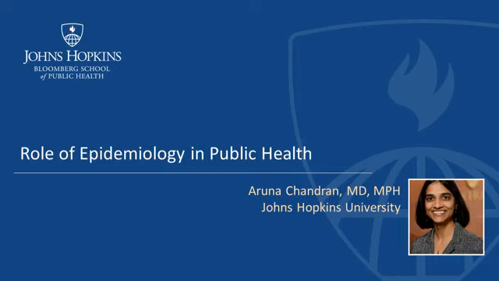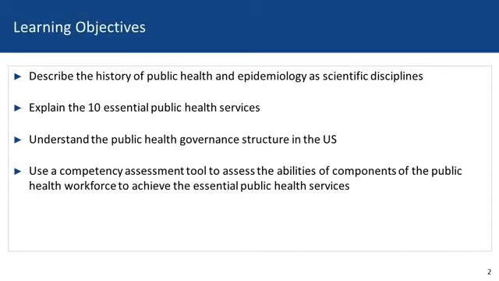Public Health. This course has the following learning objectives. We will describe the history of public health and epidemiology as scientific disciplines. We will explain the 10 essential public health services, and then aim to understand the public health governance structure in the United States. Finally, we will use a competency assessment tool to assess the abilities of components of the public health workforce to achieve the 10 essential public health services.